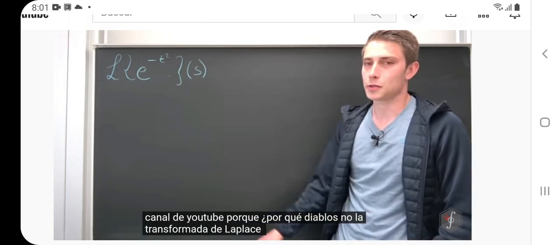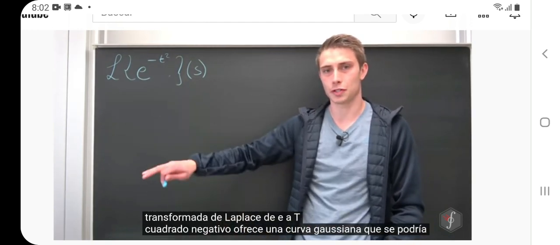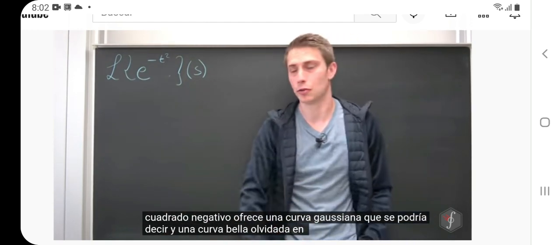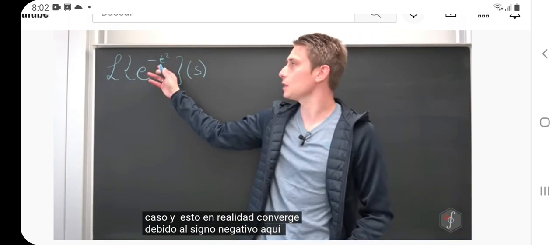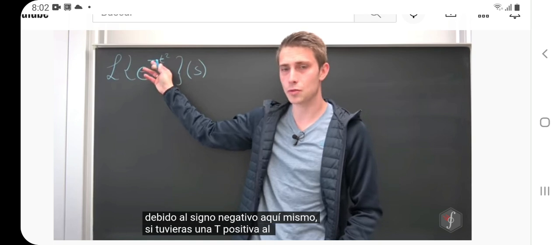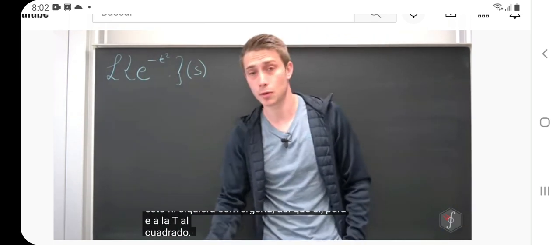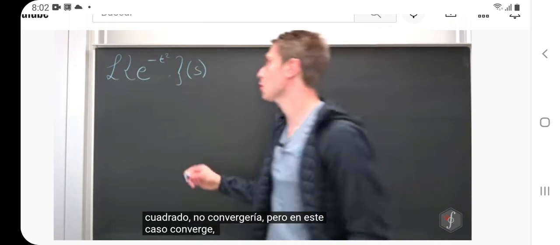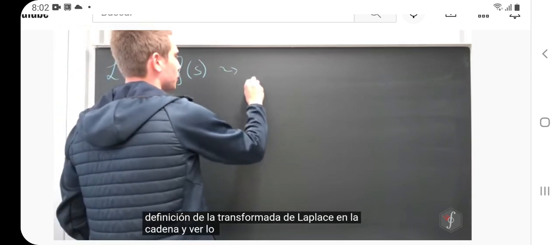So the Laplace transform of e to the negative t squared, of a Gaussian curve, you could say, and of a Gaussian bell curve in this case. And this thing actually converges because of the negative sign right here. If you would have a positive t squared, then this wouldn't even converge. So yeah, for e to the t squared, it wouldn't converge, but in this case, it does converge. So let's just use the definition of the Laplace transform on this thing and see what we actually get.